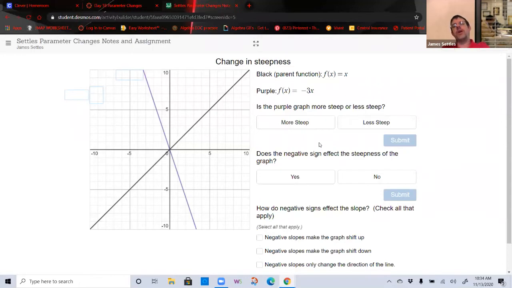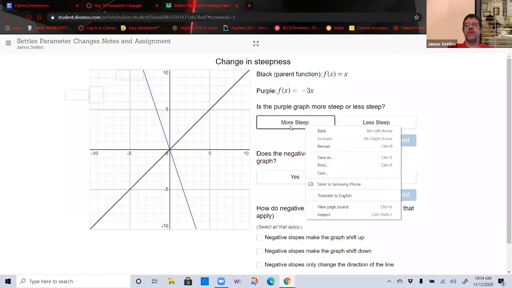When I look at the equation, that negative 3x, remember, we don't care about the negative right now when we're talking about more or less steep. We only care about that 3. Is the 3 more than 1 or less than 1? Okay. If the 3 is more than 1, you'll click more steep. If it's less than 1, less steep. You should have chosen more steep. Okay. Because 3 is bigger than 1.